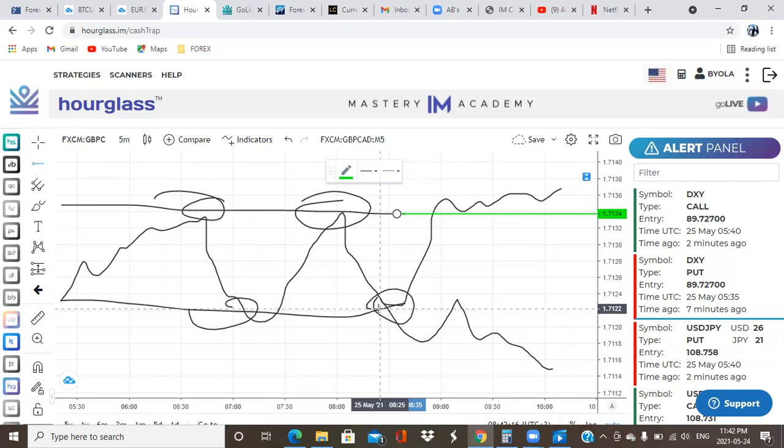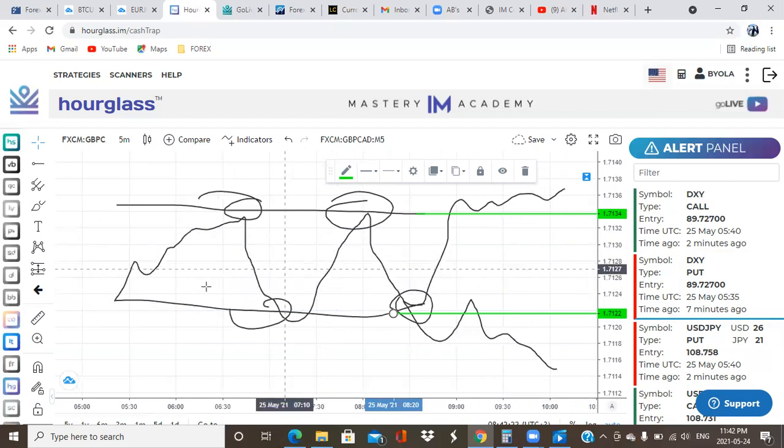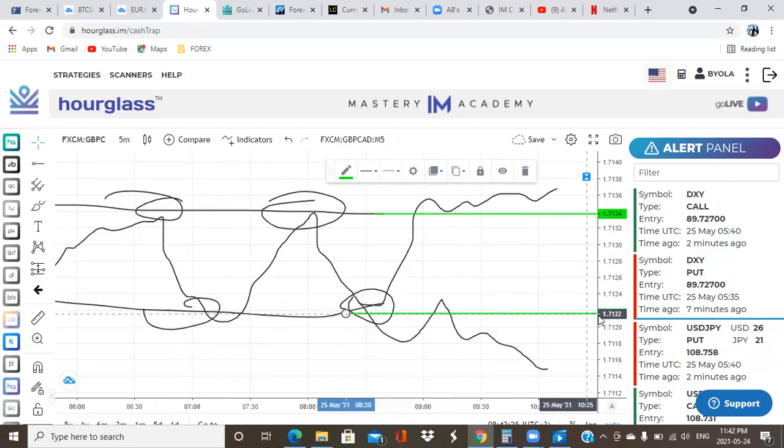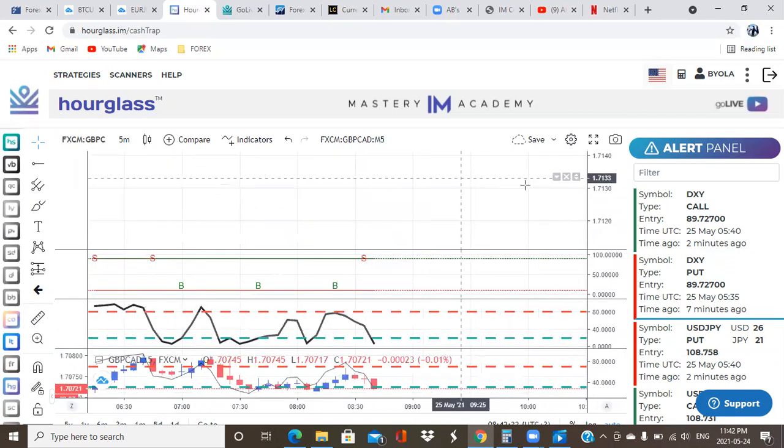Same thing, if I'm taking a buy here, maybe at 122, after 3 minutes, after 5 minutes, based on my analysis, if price stays above, then I make money. It's as simple as that. So this is how we make cash trap. I bring cash trap back up.